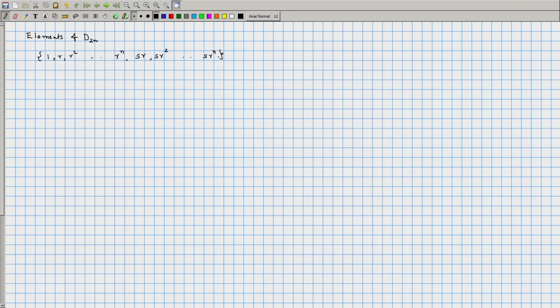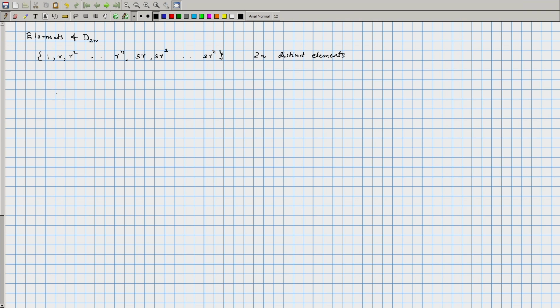So, we argued that the elements of the dihedral group are 1, r, r square up to r raised to n minus 1, and S, S r, S r square up to S r raised to n minus 1. These are 2n distinct elements. The distinctness we have already argued, and we also argued that these elements do form a group. Now, we want to see how this group can be understood in terms of just r and S. Let us try and figure out the multiplication table for this particular group.